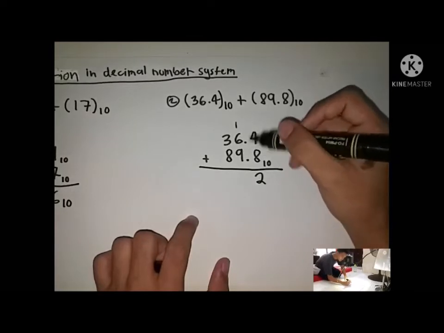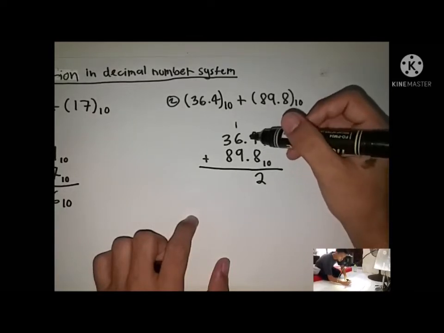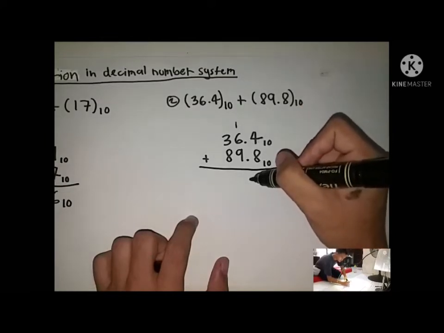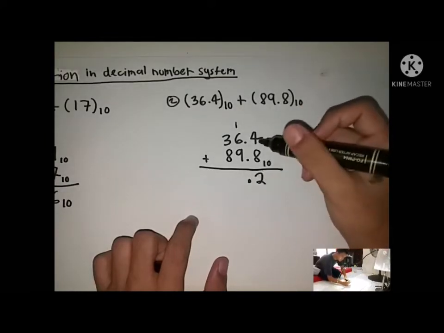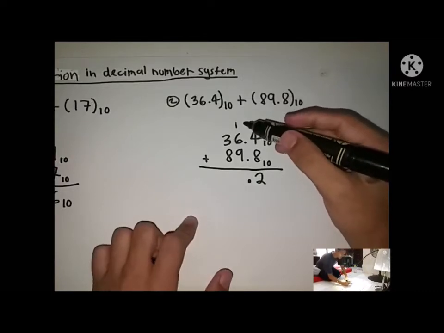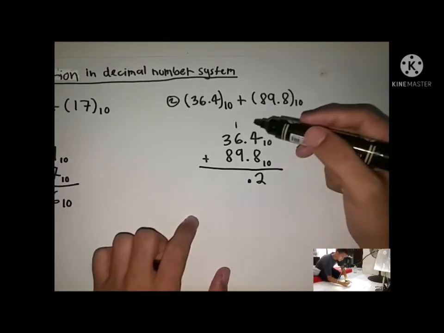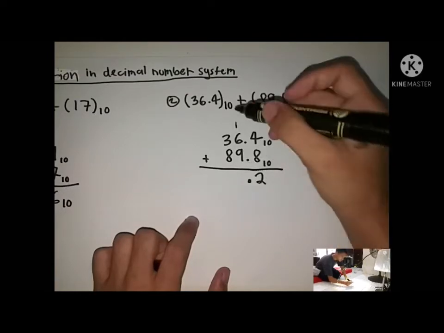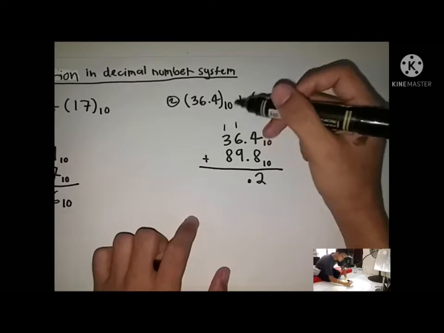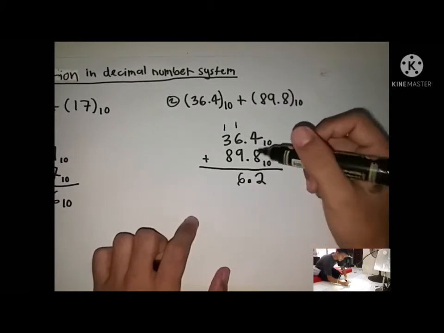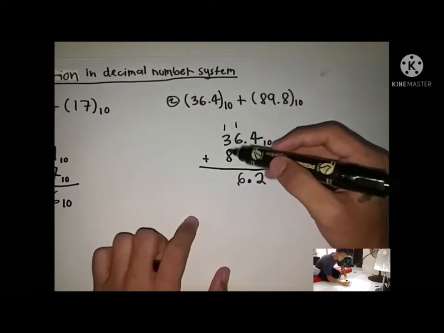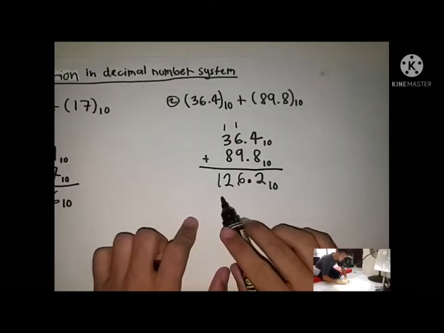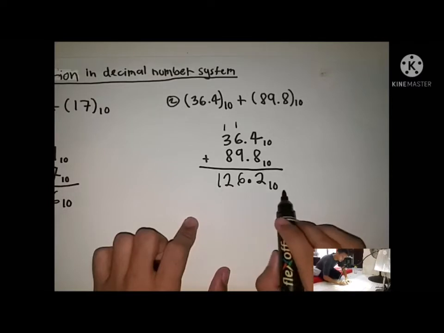As you can see here, the decimal point is aligned. So the decimal point must remain here. Next, 1 plus 6, 7 plus 9, gives us 16. So we put 1 here, then 6 here. Okay, next one, 1 plus 3, 4 plus 8, 12. So we have 106.2 base 10.